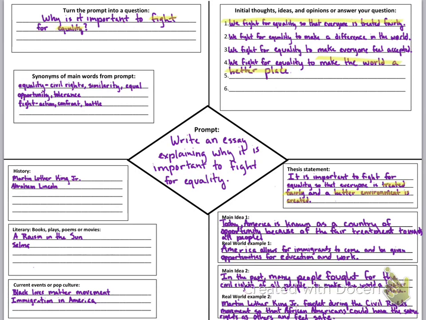Now sometimes it's okay if you decide to use one real world example for both of your body paragraphs. So let's say you have your main ideal number 1, and you wanted to use Martin Luther King Jr. and his fight. And then you have main ideal number 2, and you also want to use Martin Luther King Jr. It's okay as long as you look at it in a different view. Okay? So let's go ahead and continue on.